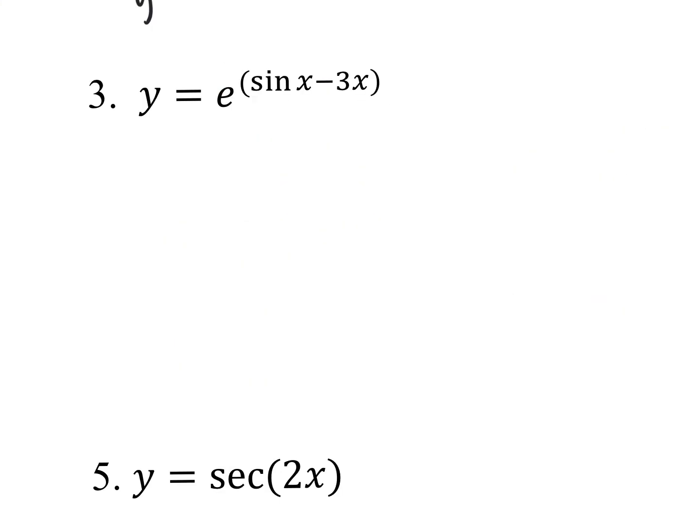Okay, help me out, people. Derivative of e to the sine of x minus 3x. Agreed. You took the derivative of my outer. You left the inner. Now we need to multiply by the derivative of the inner. Derivative of sine, and derivative of minus 3x. Perfect.